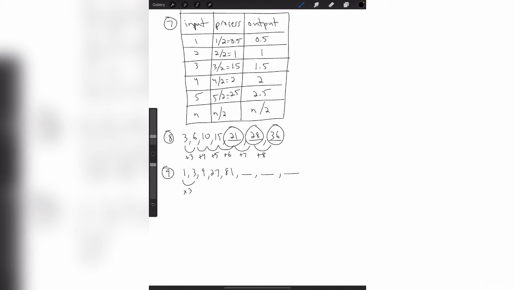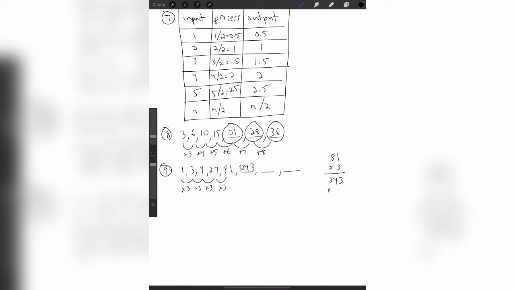1 times 3 equals 3. 3 times 3 gives me 9. I think I found the pattern. 9 times 3 is 27. 27 times 3 is 81. 81 times 3, if you want to write it out, gives me 243.